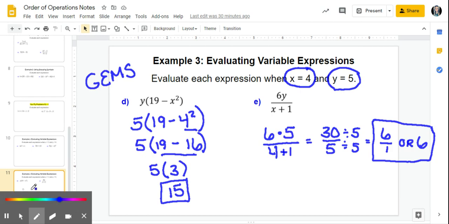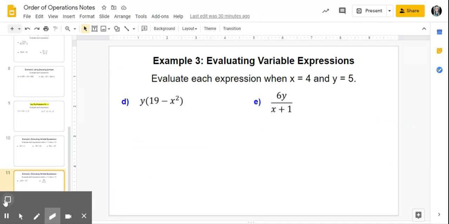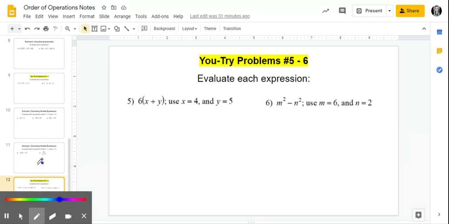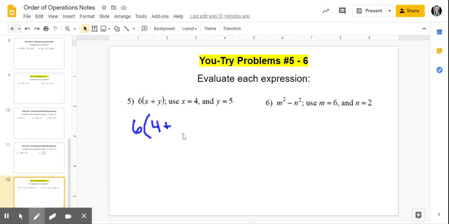All right, I'm going to clear my screen, and then we have 2 more U-Try problems for you to do with me. Here we go, problem 5. So for these 2 problems, we have different variables and different numbers, so please make sure you're paying attention to the directions when you solve. Problem 5, let's plug in. I'm going to rewrite the problem, 6 parenthesis. What should I plug in for x? 4 plus, what should I plug in for y? 5.